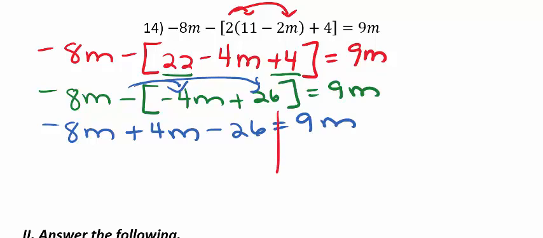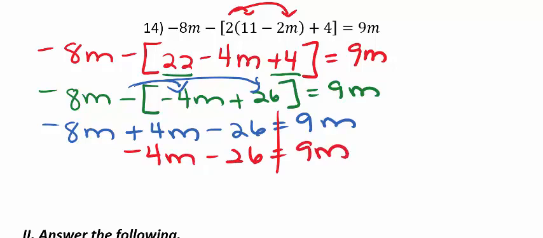Now we have our 2 sides of the equation here. I still now can combine like terms on the left-hand side. And then I also want to combine with this m on the right-hand side. But first I'll take care of the left. Negative 8m plus 4m is going to be minus 4m.